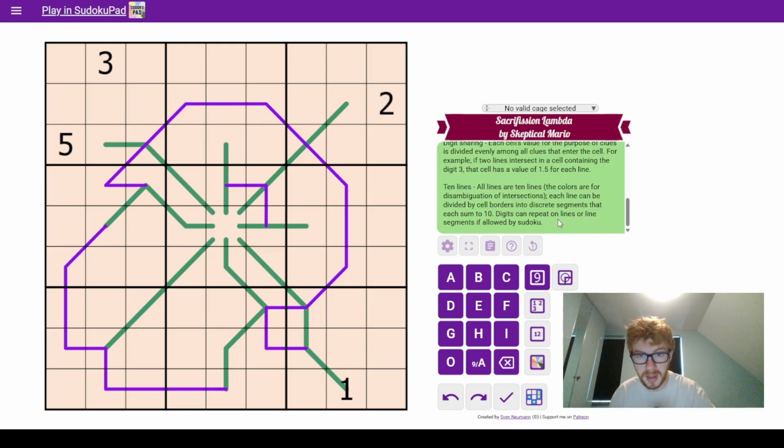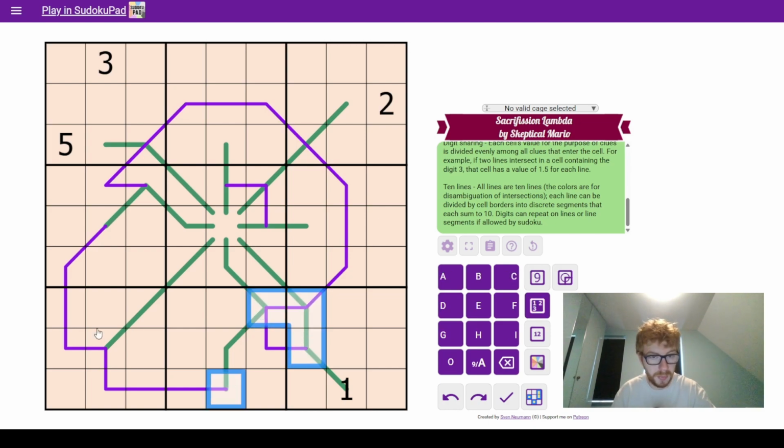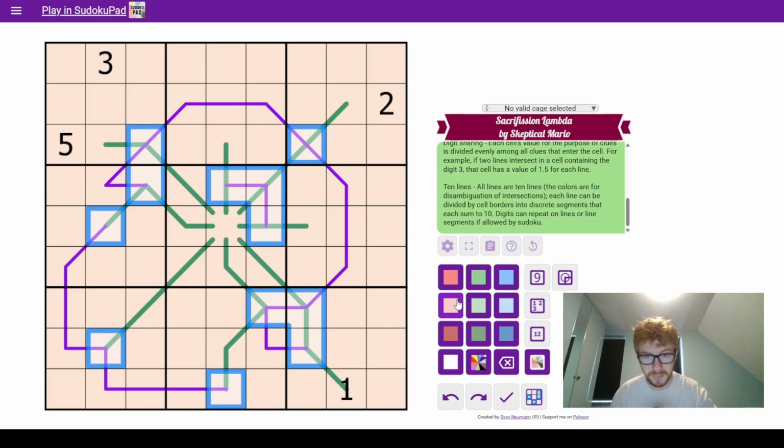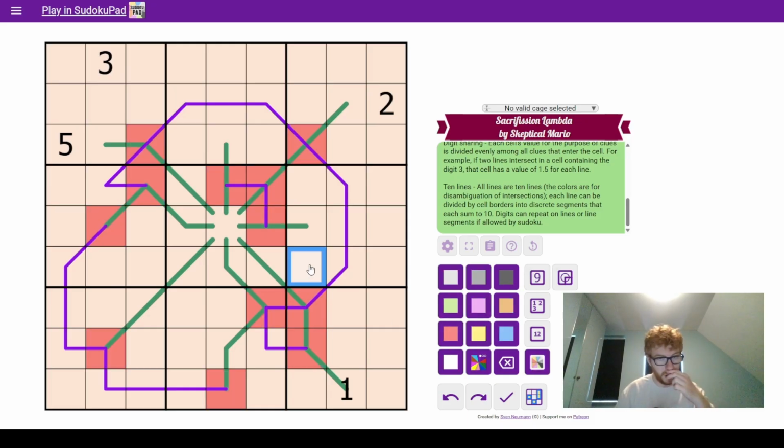Digits can repeat on lines or line segments if allowed by Sudoku. Okay, so I think an important thing to notice here is where do they all divide, right? It's those cells. And then this one in the middle, but I'll be looking at that in a second. And the thing is, they all divide by 2. And none of them have 3 different lines intersecting at a point, right?